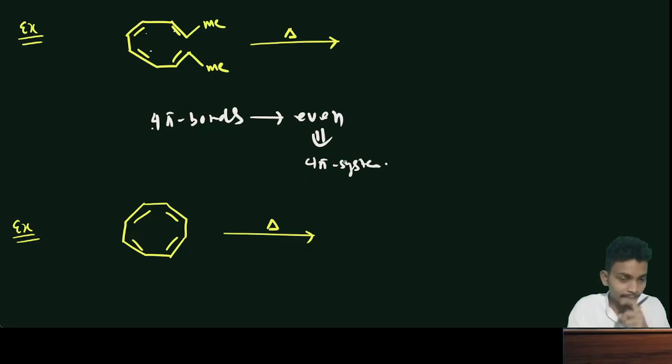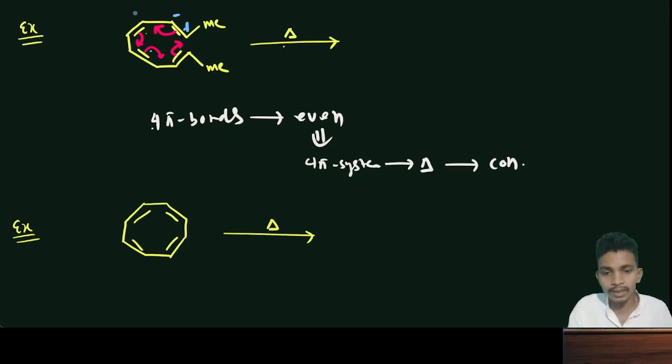Now this is the 4 pi system, and heat is given. So 4 pi system, heat, then the bond will form conrotatory, so we have to do conrotation. So do the rotations here, just make the movement of bonds. If this is moved like this, then this is moving like this, and this is moving like this, and this is moving like this. Now make the positives and negatives. So this is going to be positive and this is going to be negative. Similarly this is positive, this is negative. Similarly this is positive, this is negative. This is positive and this is negative.